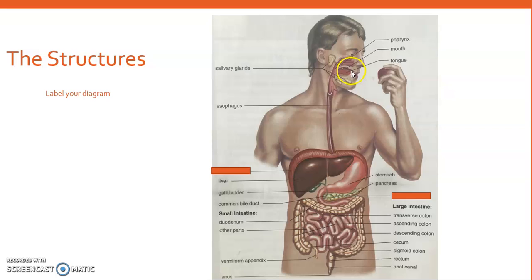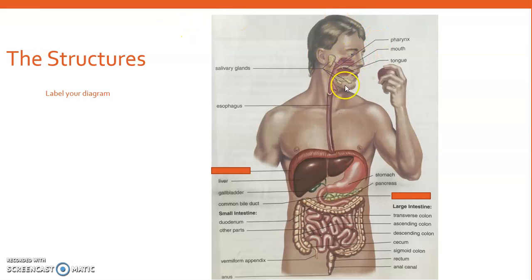Here we have the mouth. Unlike the airway, where air could enter either through the mouth or through the nasal cavity, food can only enter through the mouth. I know that's probably self-explanatory, you don't eat through your nose, but just to remind you, the mouth is where food enters the body. We have the tongue here, which will help to move food around, help with mechanical digestion of the food, and then help push food down into the esophagus.